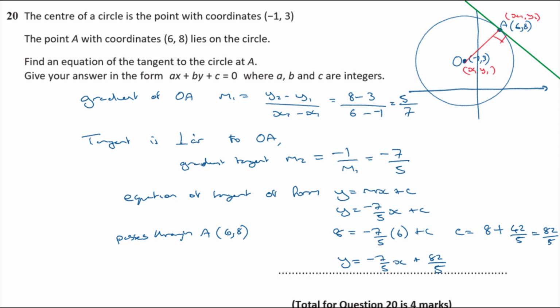Now it's not quite in the form that they want yet, because we want it in the form ax plus by plus c is equal to 0. So multiplying through everything by 5 to first off tidy it up, I'm going to get 5y is equal to minus 7x plus 82. And then bringing everything to the other side, I'm going to get 7x plus 5y minus 82 is equal to 0, which is in the form that they want. Ax plus by plus c is equal to 0.